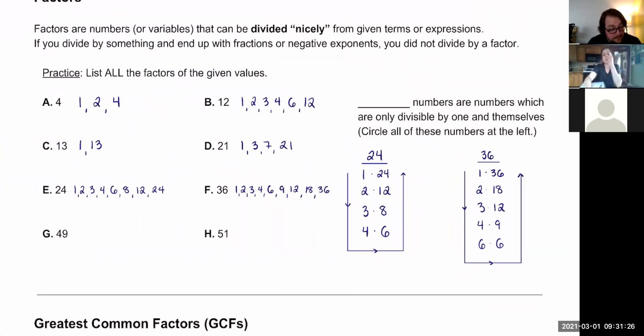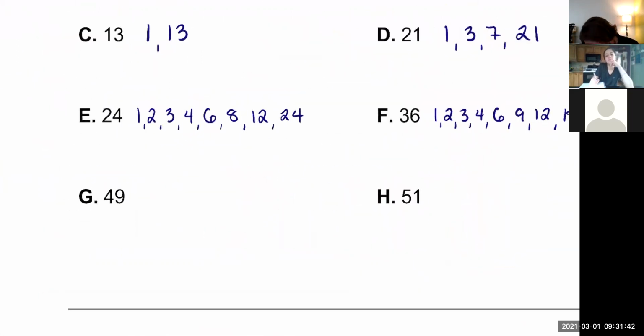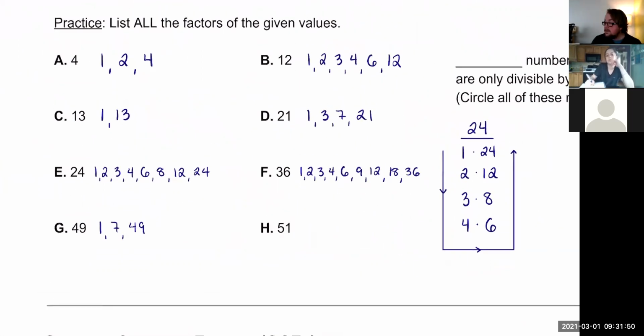What about these last two? 49. What are the factors of 49? 7 and 7. There's also the obvious one, 1 and 49. And those are, in fact, all of them. So 1, 7, and 49 are the only three numbers you could divide 49 by evenly.